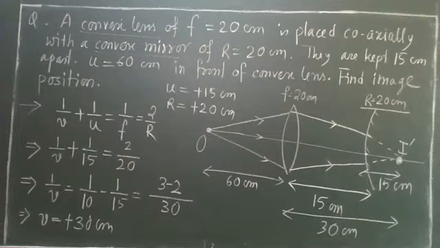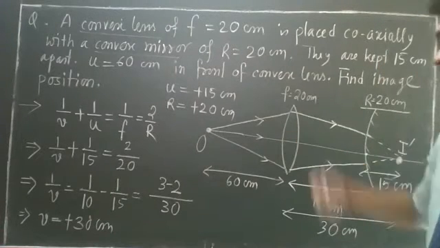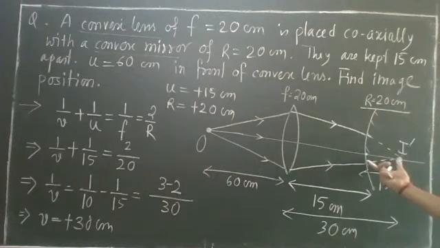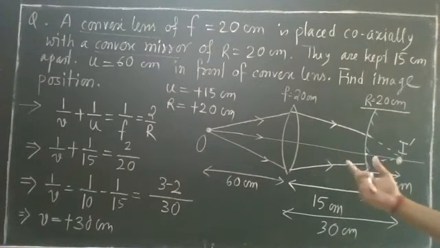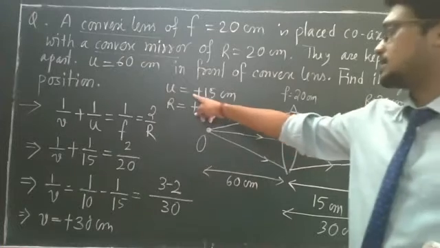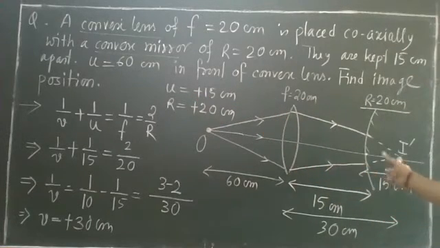Check it. Our first work is with the lens. After that, we will find the object distance from the mirror. It may be a real object, it may be a virtual object. Here it is virtual, so according to that, we will take the sign convention. In which direction is it? Here it is on the right side of the mirror, so it is positive. Clear?